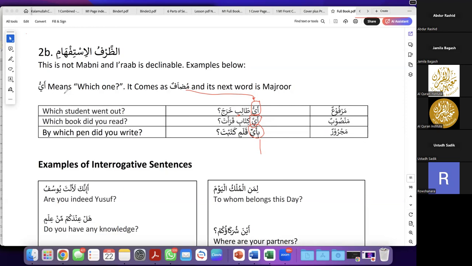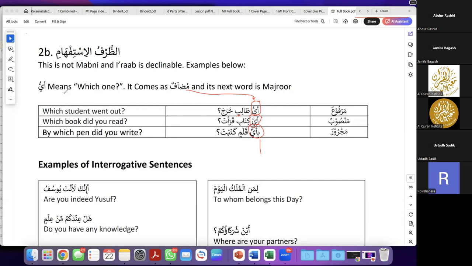Ayya is carrying that annotation of mansubat. Ayya kitabi, which book? You read which book? Mansub, khalas. This is the power of istifhamul adawat, it comes and becomes so powerful. It takes full control of everything. This is the indication of what role it is going to play in the sentence. What direction is it going? Marfu direction, mansub direction, or majrur direction?